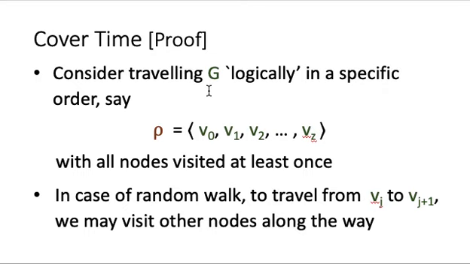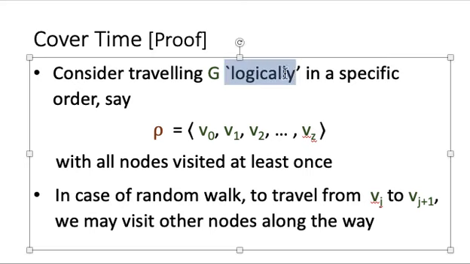What we are going to do here is consider traversing the graph G according to a special order. Here I mean logically, so let me define what is meant by logically. Let's say there is an order rho where we start from V0, and then logically we go to V1, and logically we go to V2, and so on up to the end, let's call it VZ. In this traversal, all the nodes will be visited at least once. By logical, it doesn't mean that V0 and V1 have an edge connecting them.